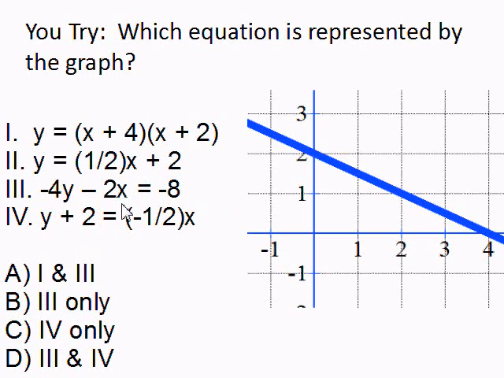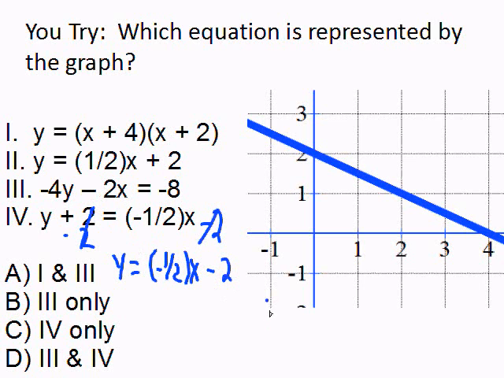If you want to take a look at how to get those equations by themselves, just to be absolutely sure, if we take a look at number 4, we can just subtract 2 from both sides. So subtract 2, and we get y is equal to -1/2 x minus 2.